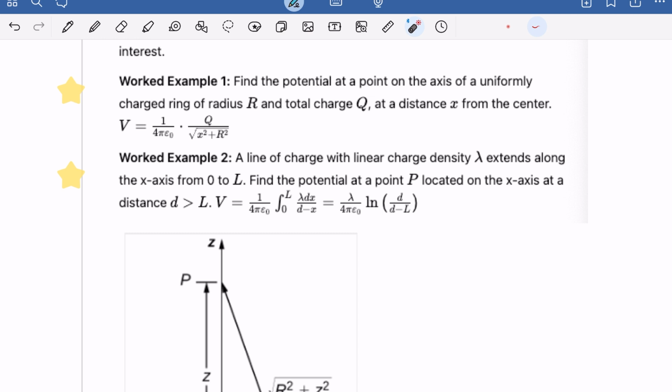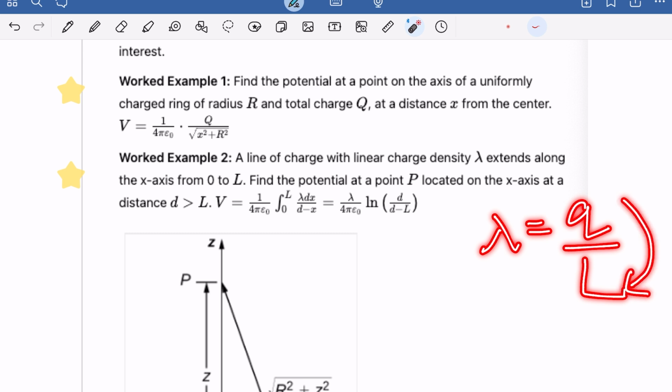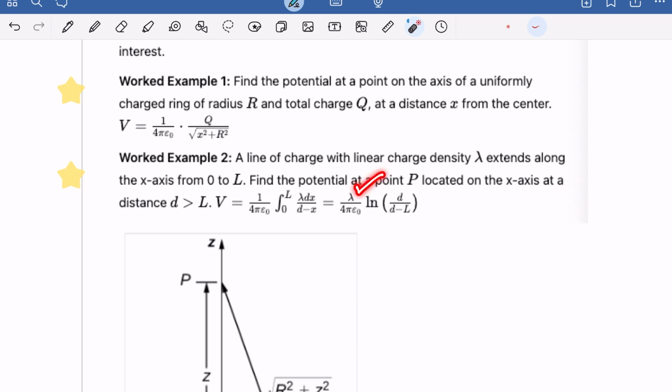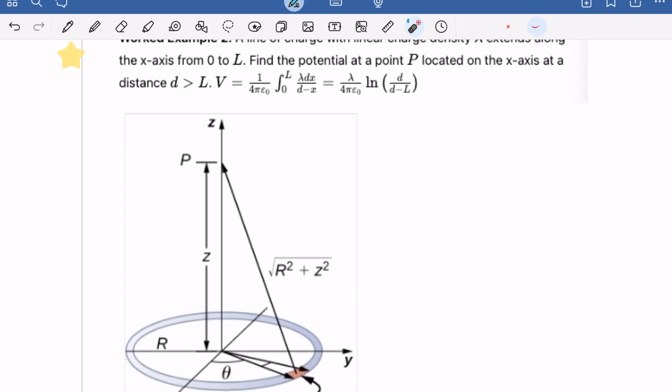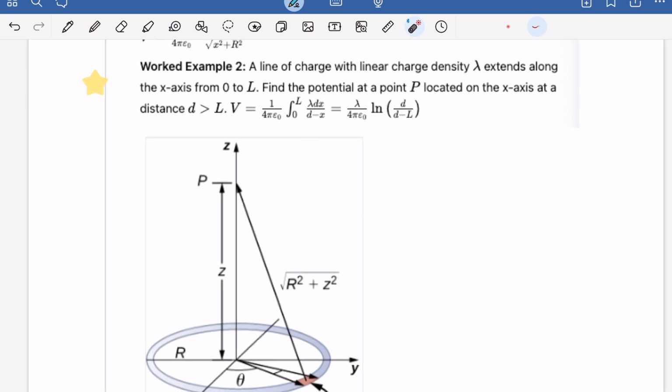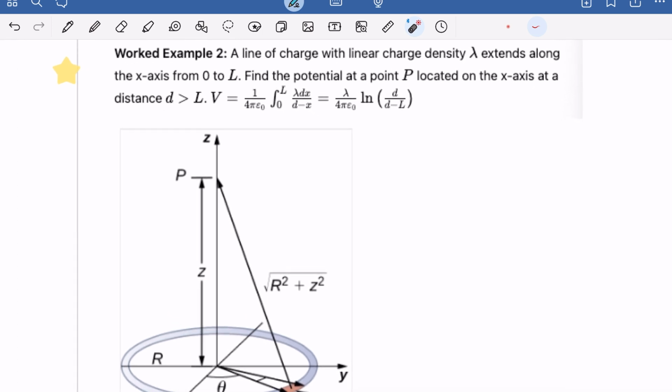Lambda, you may recognize, is the linear charge density. What's that? That is Q over the length, total charge over the length. So that's lambda. So first, if you're given the charge, you're given the length, first you'll have to divide and find lambda. Once you get lambda, you got D, where you want the field and the length, plug it into the formula, and you will get the answer if you do it carefully.